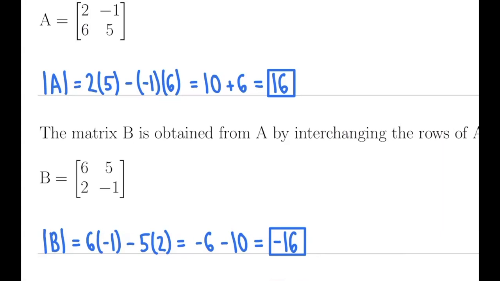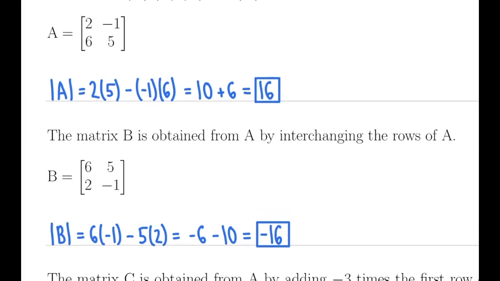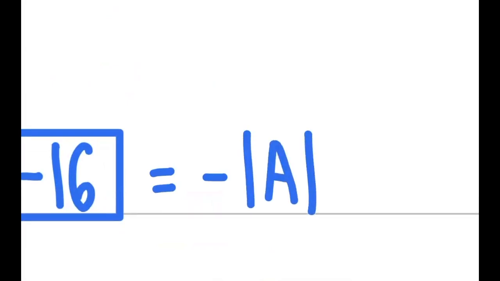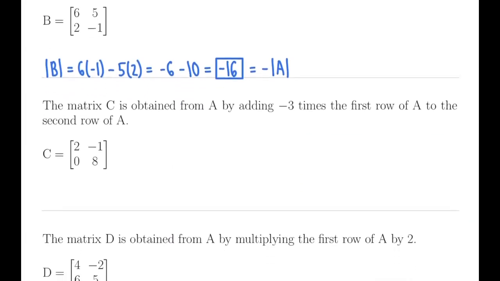Yeah, so you get the opposite. When you interchange the two rows of A, that changes the sign of the determinant because it's now -16. So this is the negative of the determinant of A. Okay, that's interesting. Let's look at matrix C now.